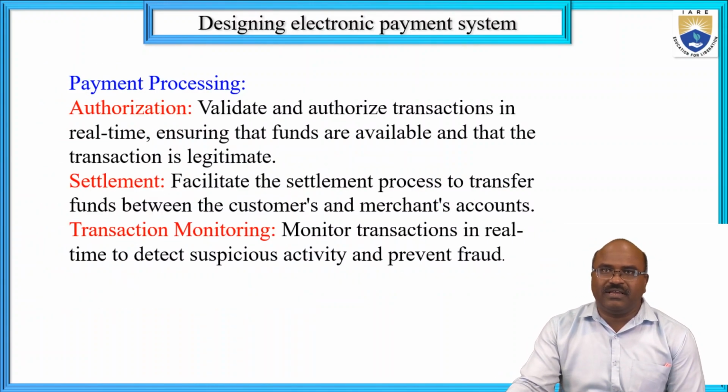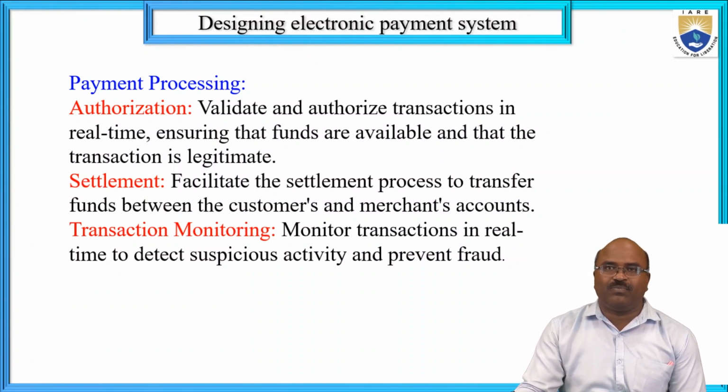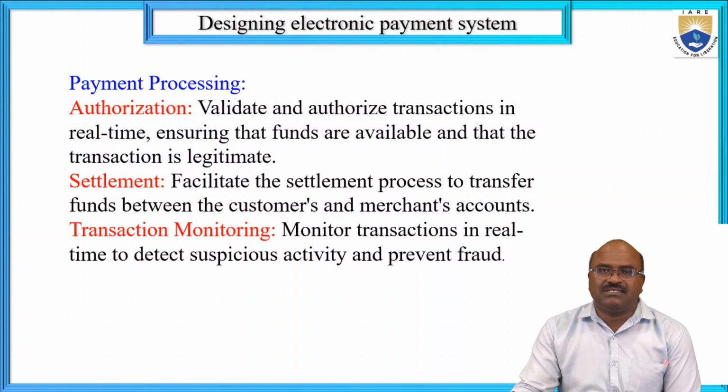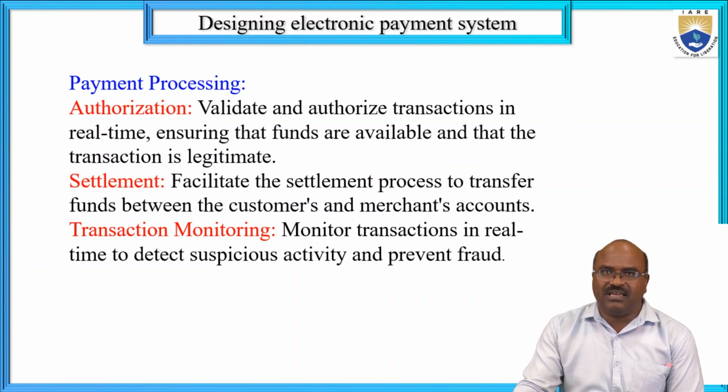Another important part of designing an electronic payment system is payment processing. It plays one of the important roles. You buy a product, and after that, payment processing is the most important. Here, three things are involved: authorization, settlement, and transaction monitoring. These three come under the payment processing system.